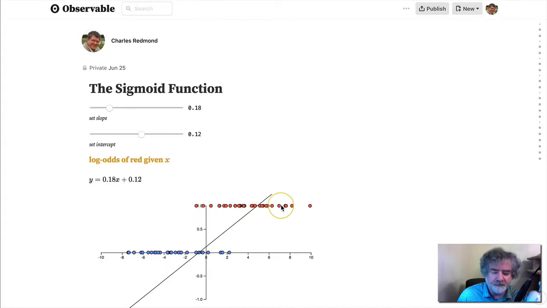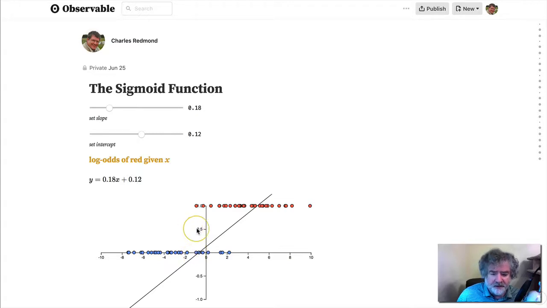All right. And then along the x-axis, what I have is the score of some test that an individual would have. So for instance, this individual right here, they got a score of about 8 on this test, and they are from the red category. This individual from the red category got a negative score.